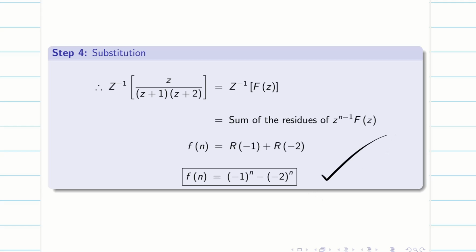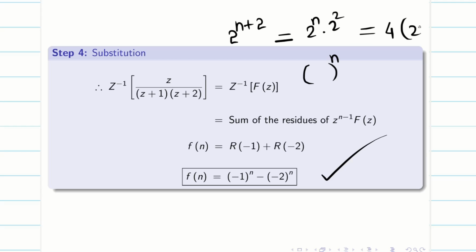Do you understand, students? Here I didn't use a single Z transform formula. Just using the residue theorem, I can get the answer immediately. And one thing we have to remember, you have to write all the answers in terms of whole power n. Suppose you are getting an answer like 2 power n plus 2, then you can write this as 2 power n into 2 square, that is 4 into 2 power n. But this is also okay, it's not incorrect. This will be more sharp.